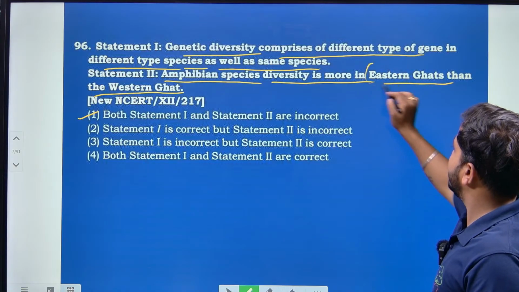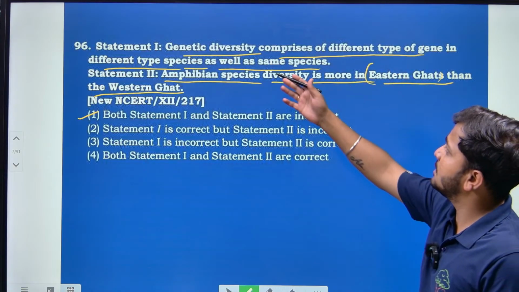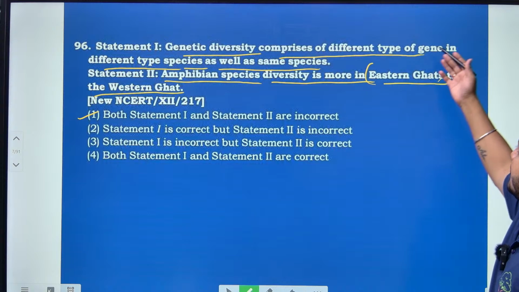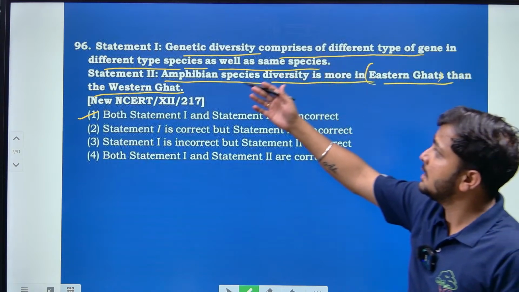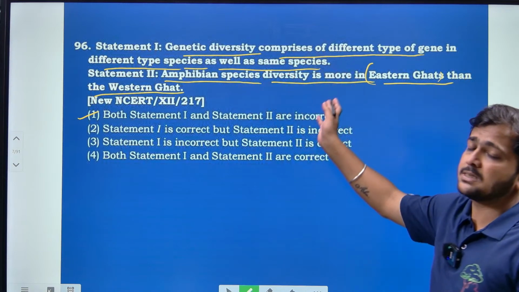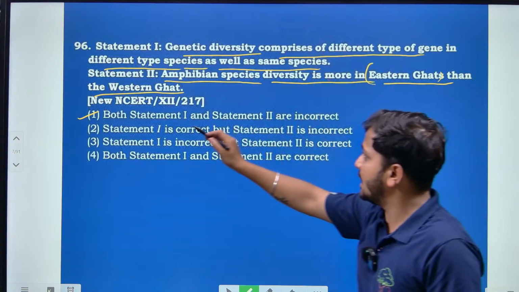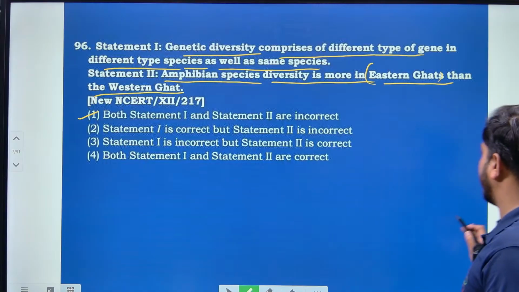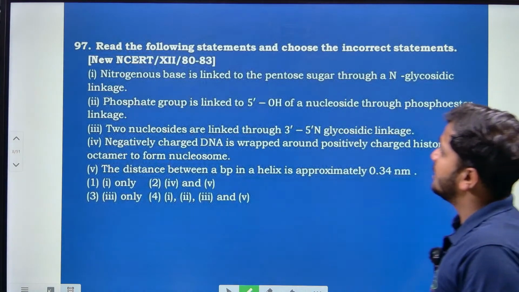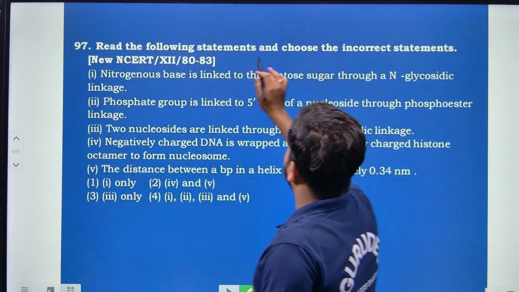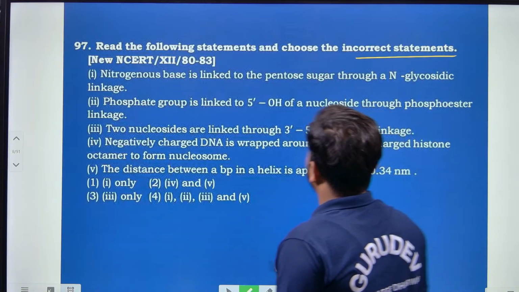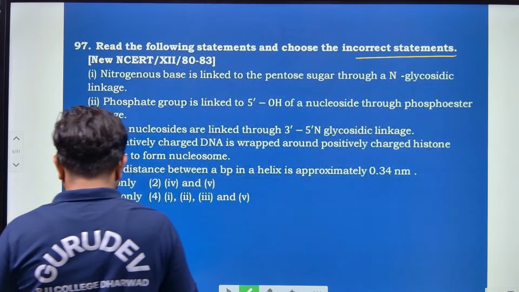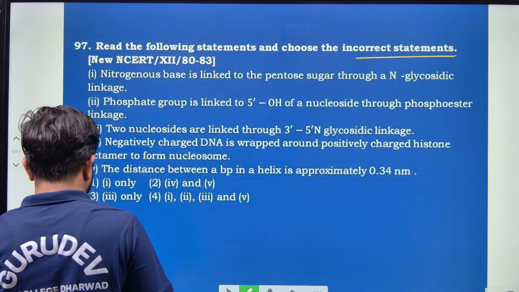With respect to the Eastern Ghats, and mainly genetic diversity comparisons of different types of genes in different species as well as the same species, they are saying. So according to that, both statement 1 and 2 are incorrect, right? Then the next question, that is, read the following statements and choose the incorrect statement. We have to choose the incorrect statement.